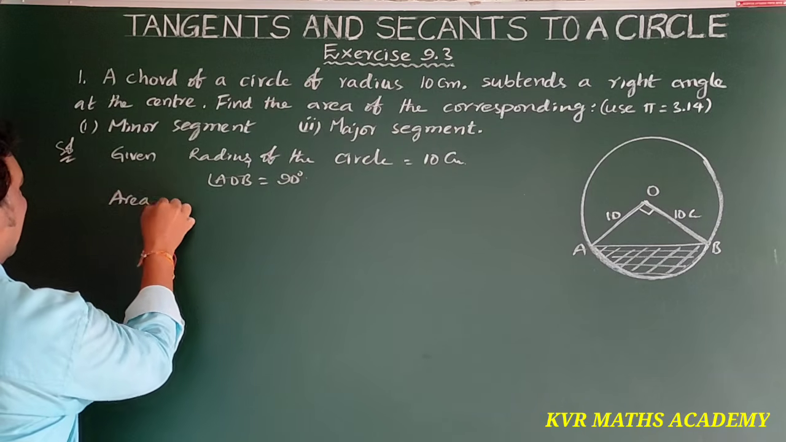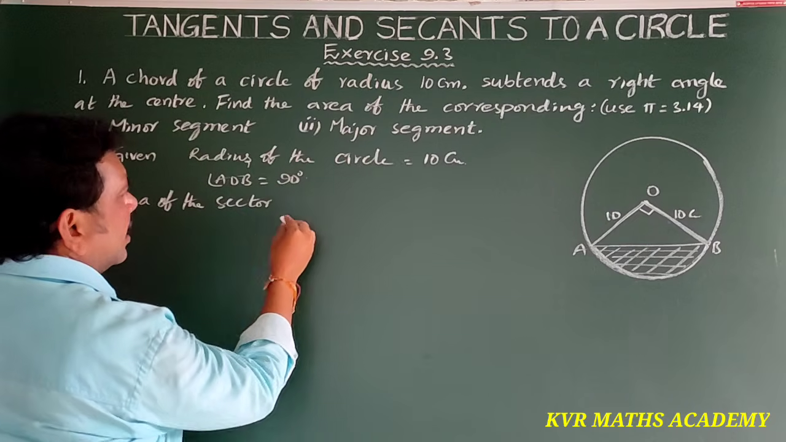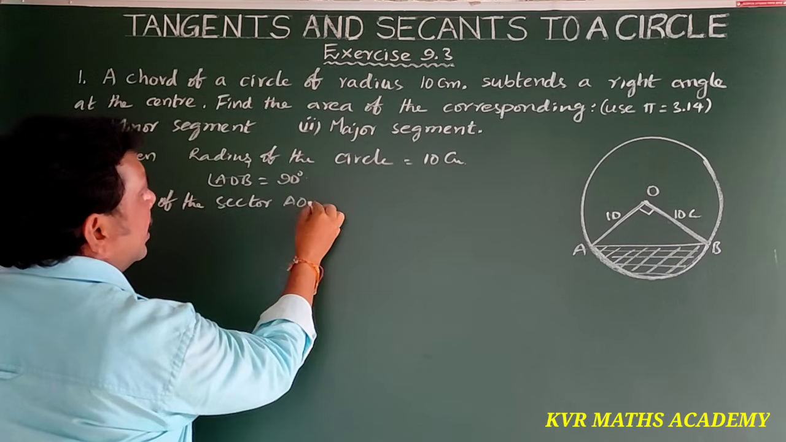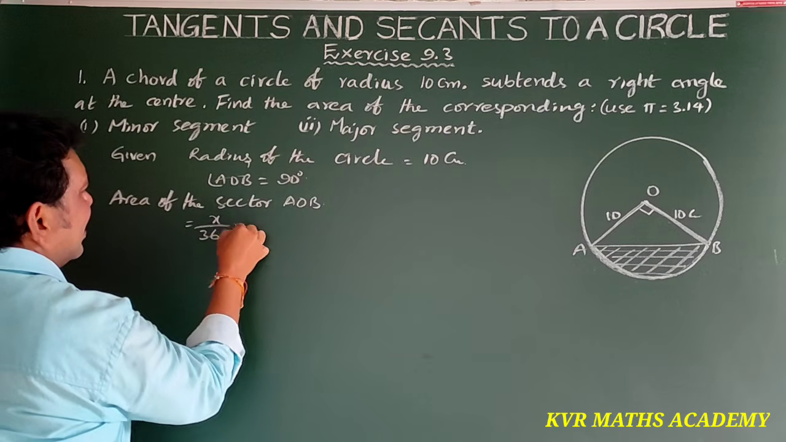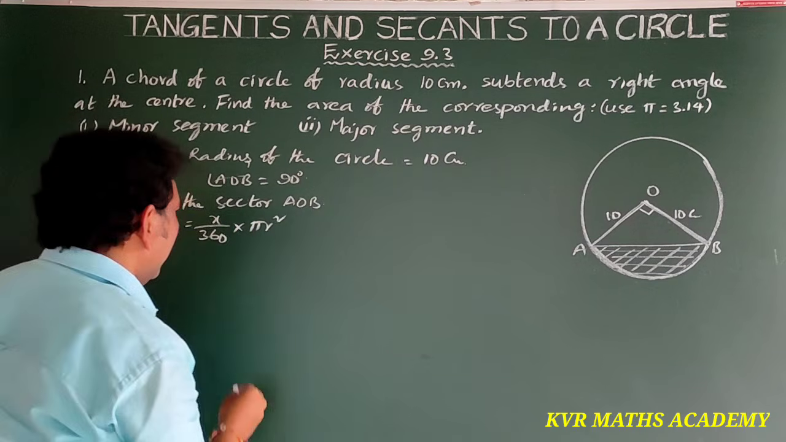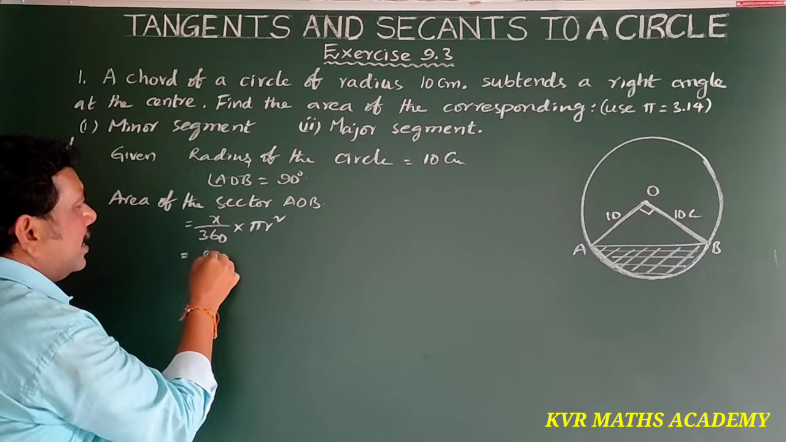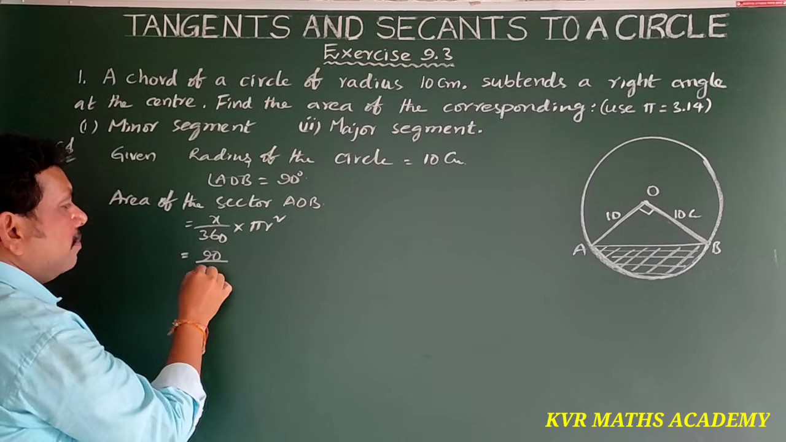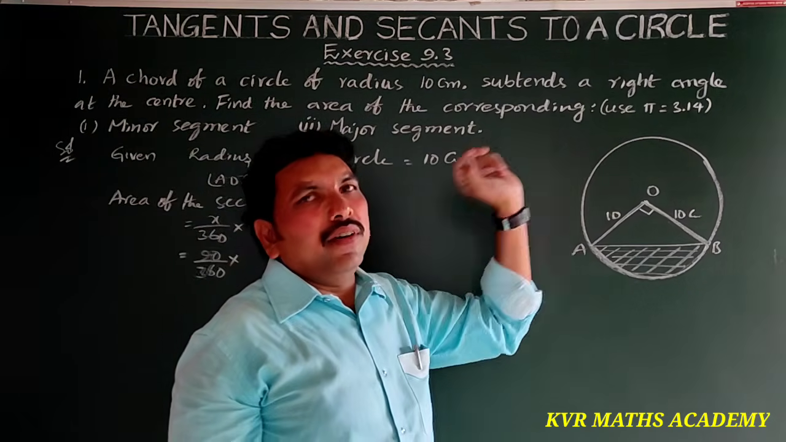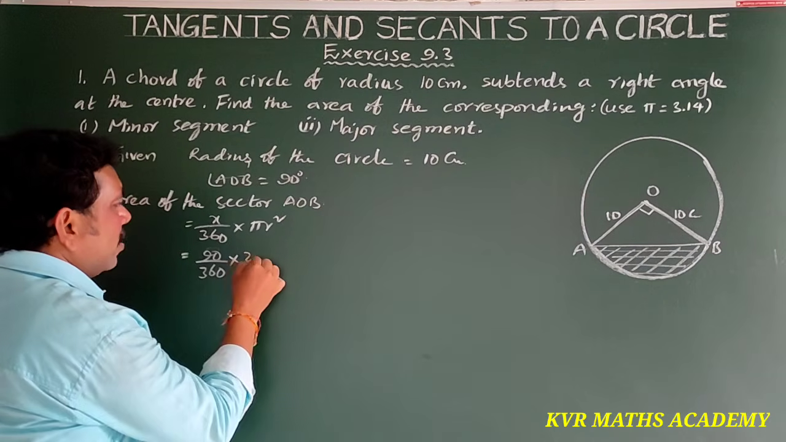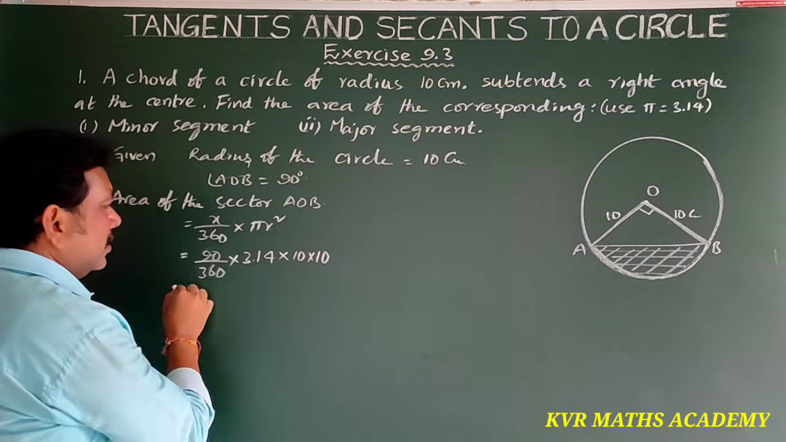Area of the sector AOB is equal to, what is the formula? Yes, exactly, x by 360 into pi r squared. Here x means how much has been given? Yes, 90 degrees has been given. x is equal to 90 by 360 into pi, which is 3.14 as given, into radius 10 into 10.